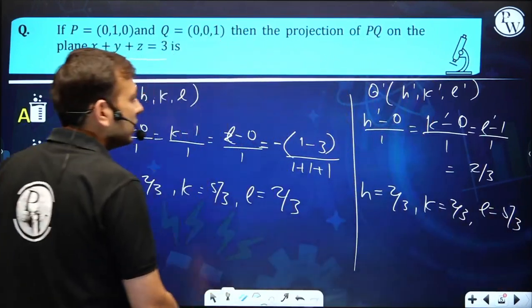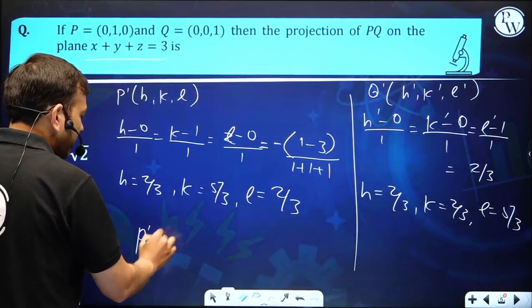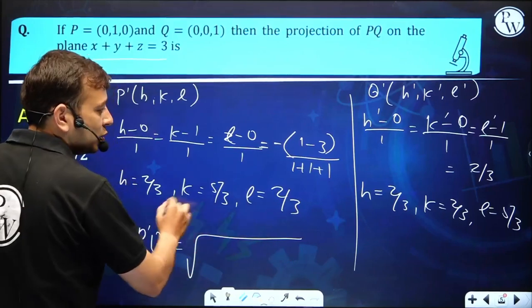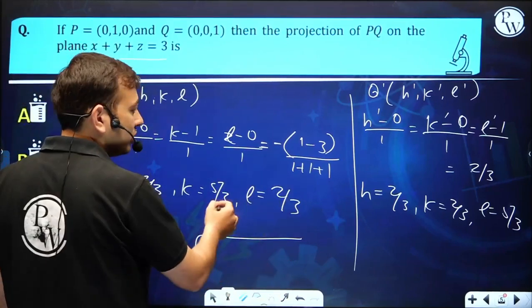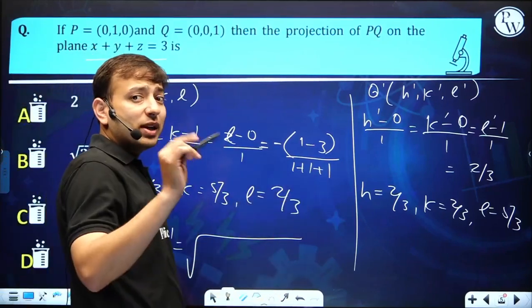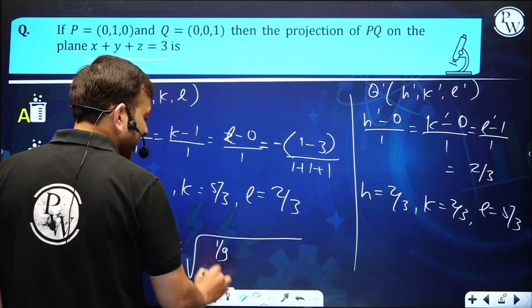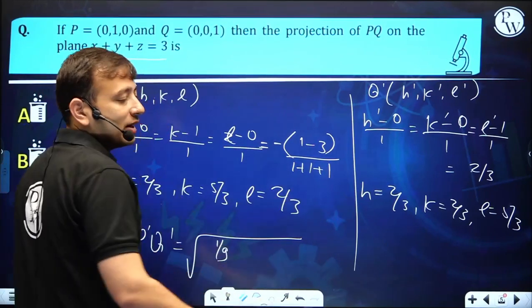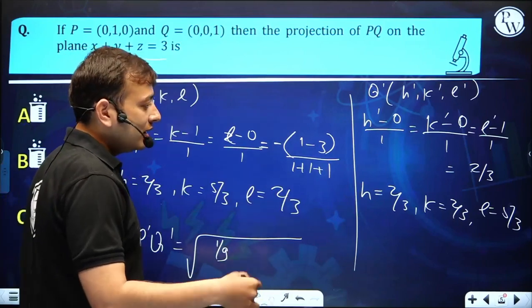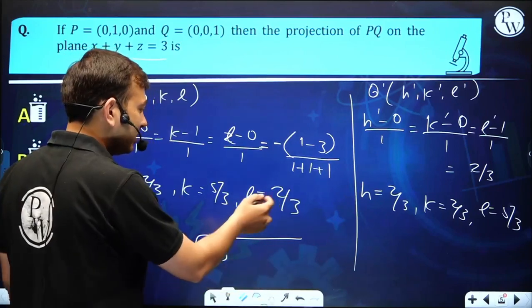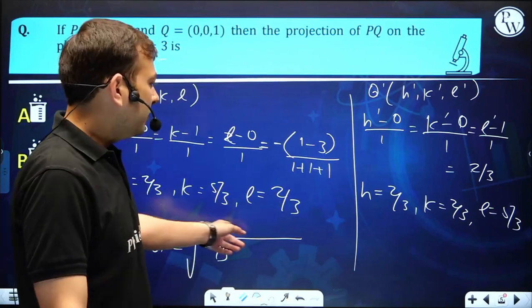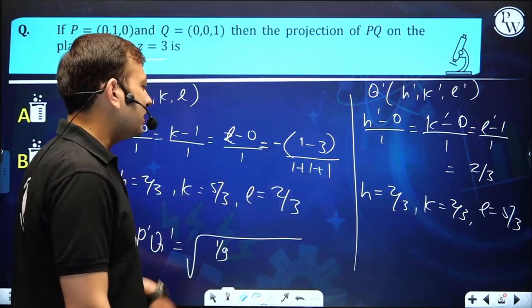Okay. Now we need to find P dash Q dash. So sir, 2 by 3 minus 2 by 3 will be 0. 5 by 3 minus 2 by 3 is 1 by 3. So 1 by 3 square will be 1 by 9. And 2 by 3 minus 5 by 3, sorry, 5 by 3 minus 2 by 3 is 3 by 3.